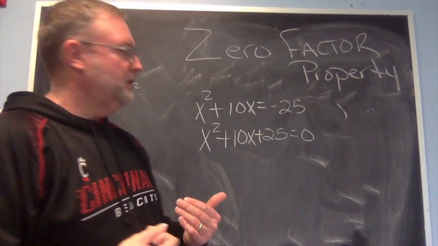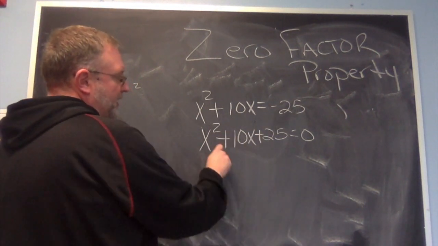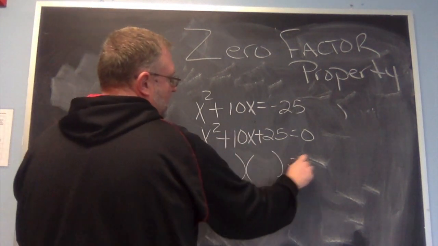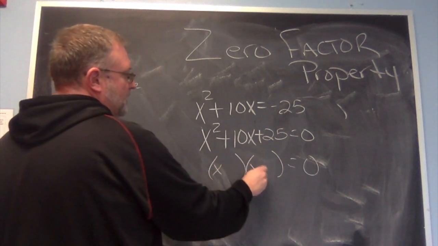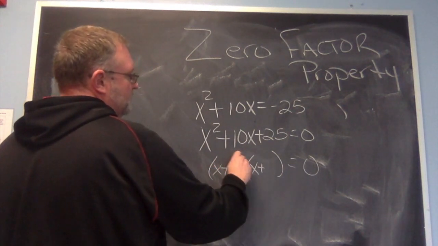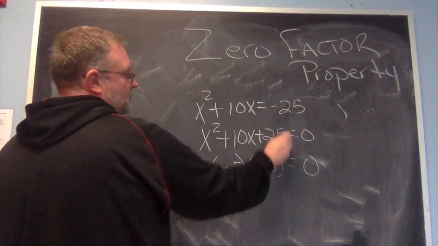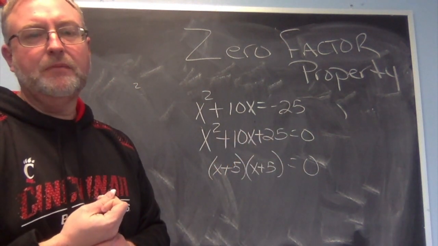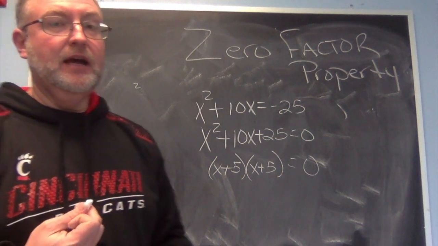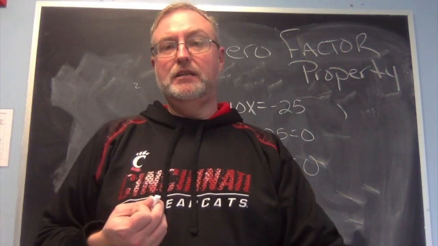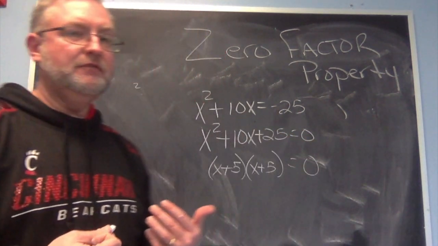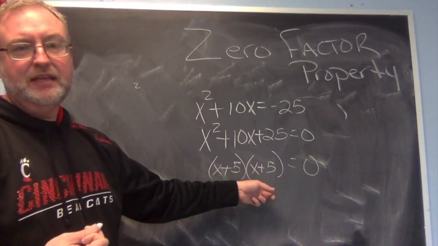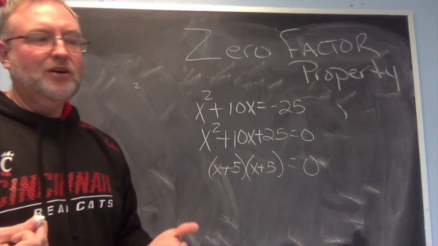Now I'm going to factor it. I know I can't pull anything out, so I'm going to have x times x. My signs both have to be positive. 5 times 5 is 25. 5x and 5x is 10x. And I factored it out. Now, whenever I set each of these equal to 0 to find my two options, you're going to notice both of these are the same.